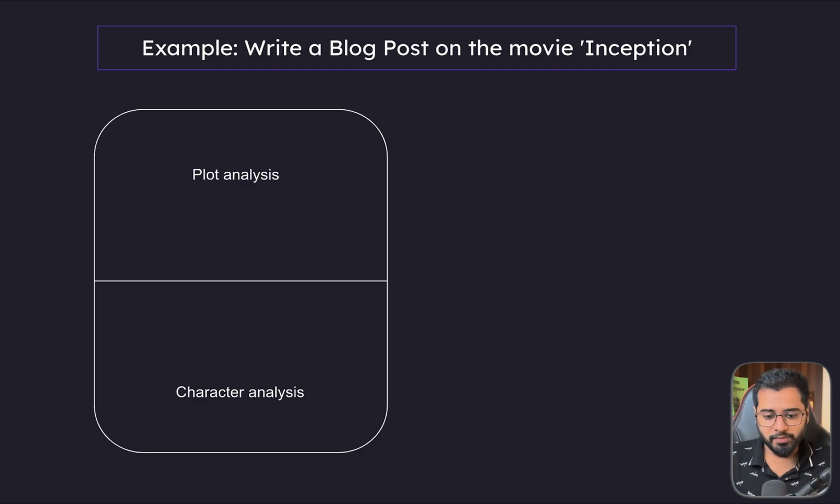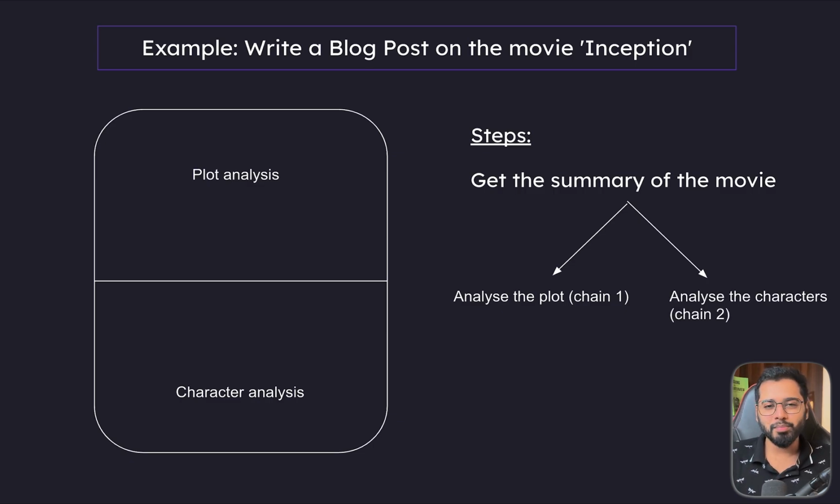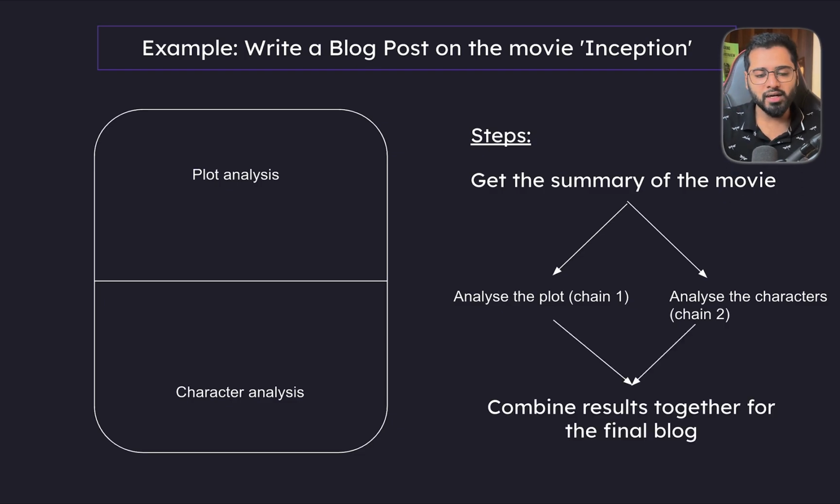So what can we do first? We can first get the summary of the movie from the LLM. Once we have it, we can start off two separate chains. The first chain is going to analyze the plot, and the second chain is going to analyze the characters. Again, it's a very simple example, but you can imagine that we can apply it to pretty much anything. Basically, we trigger one task, and that sets off several chains in parallel. Once all of it comes to an end, we do something with the results of all of those. And that's exactly what we're doing here as well.